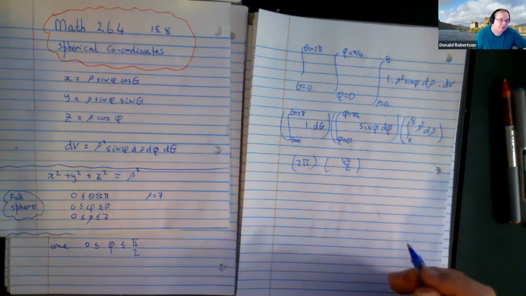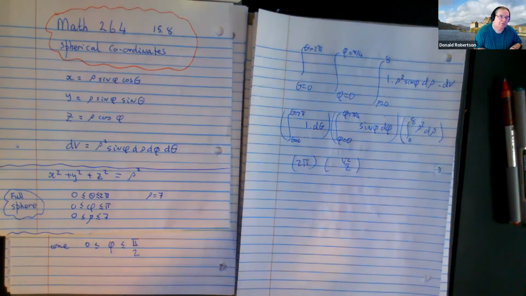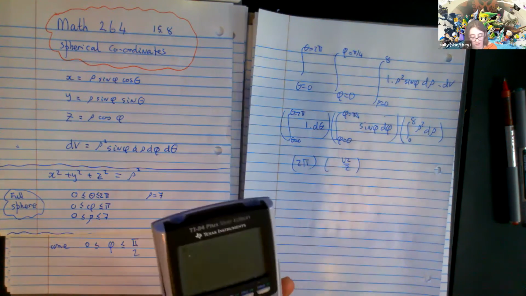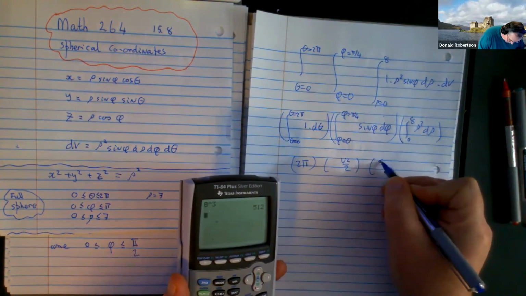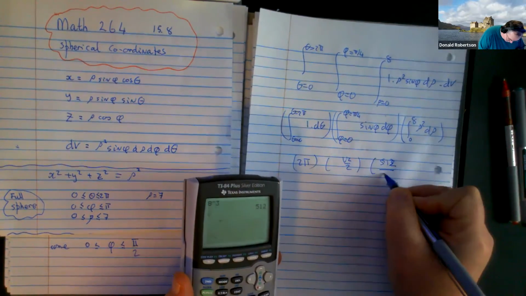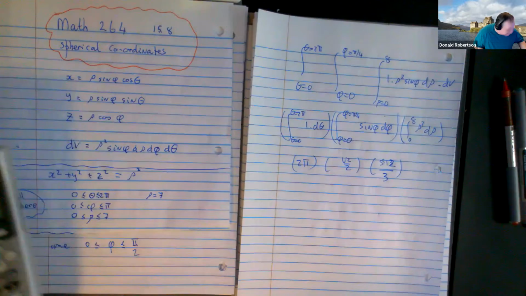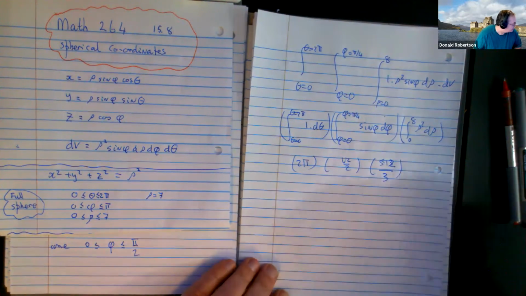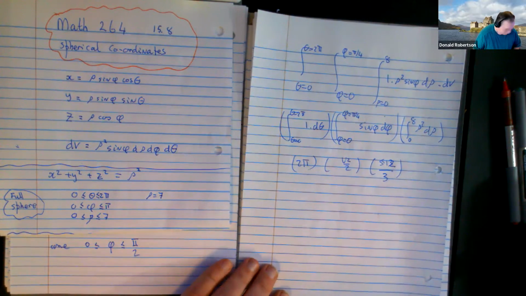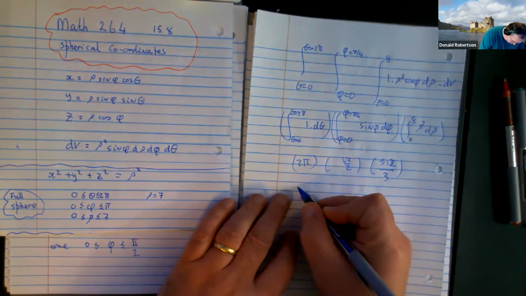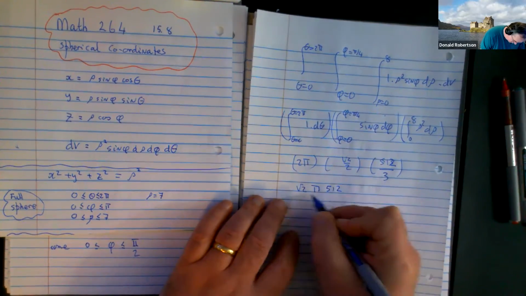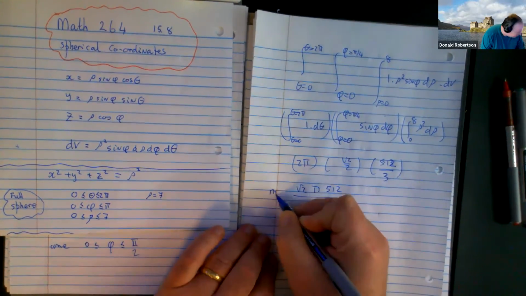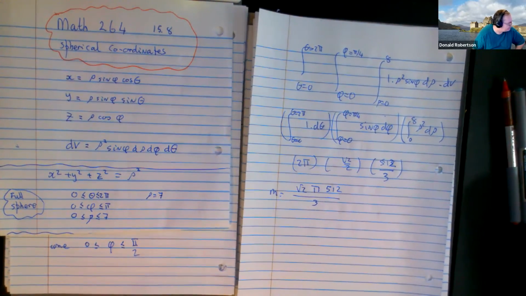What on earth is 8 cubed? It should be 256, I think. It's 512. So 512 thirds. So I put that horrible mass together. What do I get? I get root 2 pi times 512 over 3. Okay, let me check the answer in that.